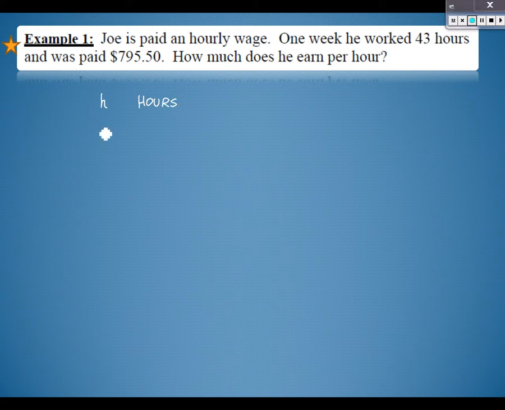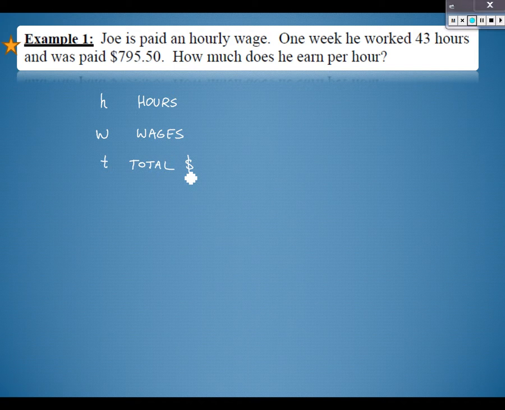What about his wages? What would you like to have his wages be? W, or you could use R for the rate of pay. W for wages, his hourly wage. And then the total amount he gets paid for that many hours. What do you want to call that? P for paid or T for total? T for total, how about? Okay, the total amount that he makes.